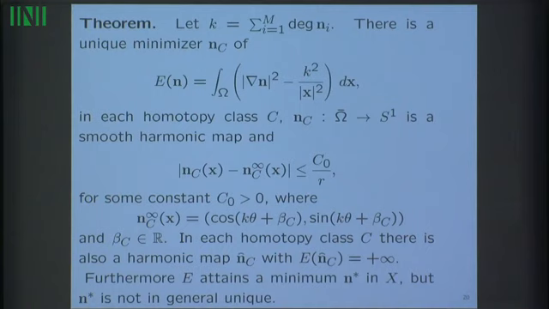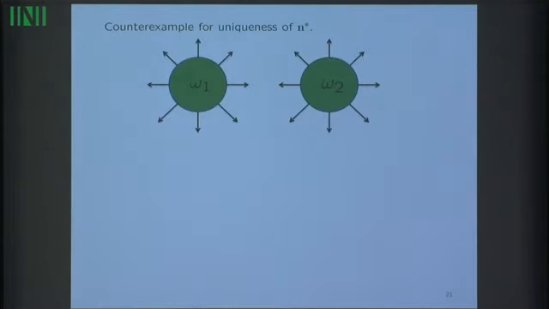And so now, if we minimize on the whole of X, that's on the union of all these homotopy classes, that also attains a minimum, but in general it's not unique. Okay, and here's a counterexample for uniqueness of the minimum in X.